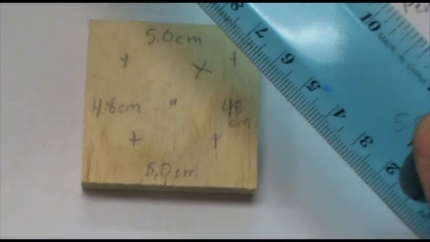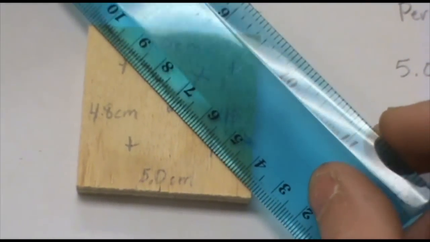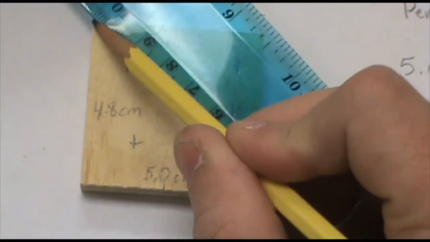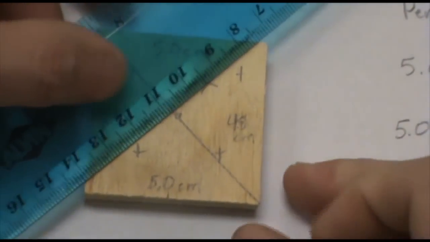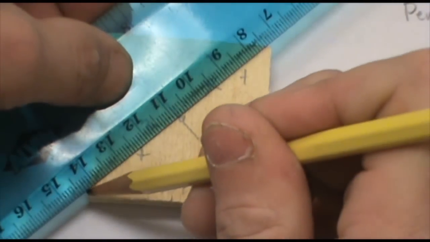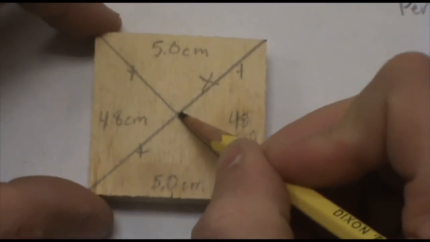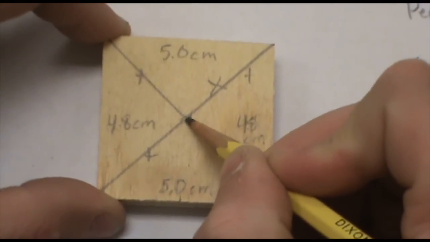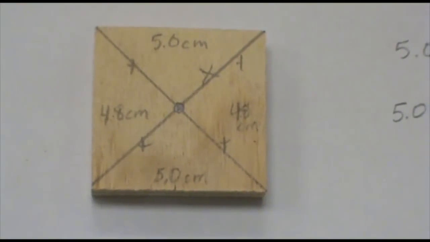I'm going to find the center of this object by drawing diagonal lines from one corner to another corner. You can see my guess was pretty close. I was off just a little bit, but where the two lines intersect is the exact middle of my square.